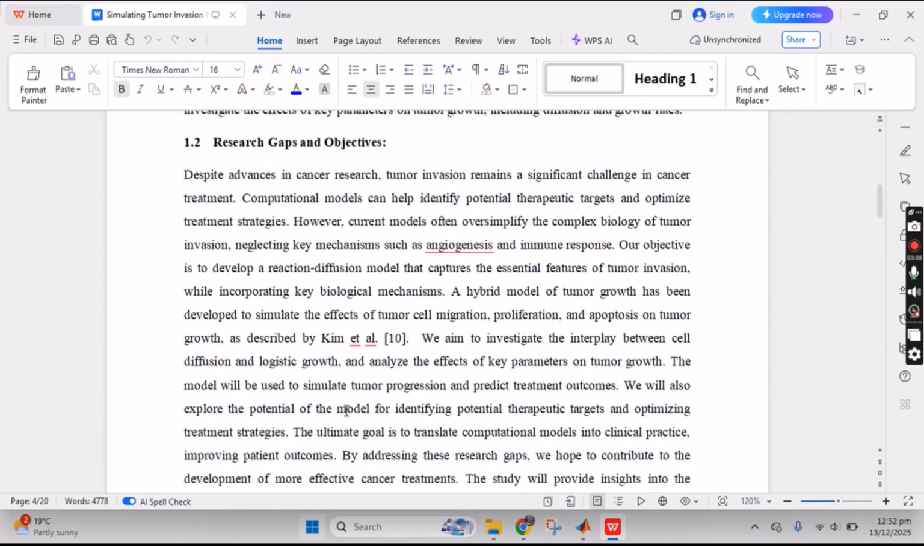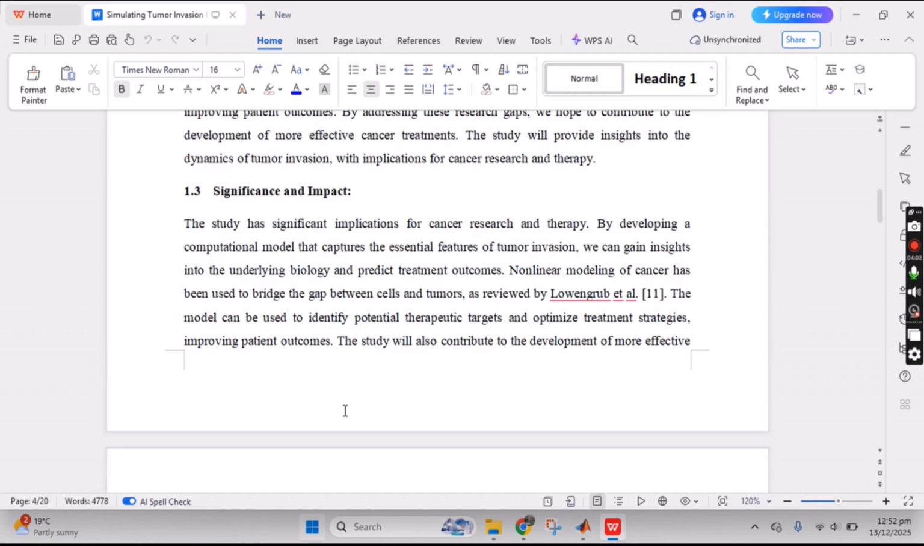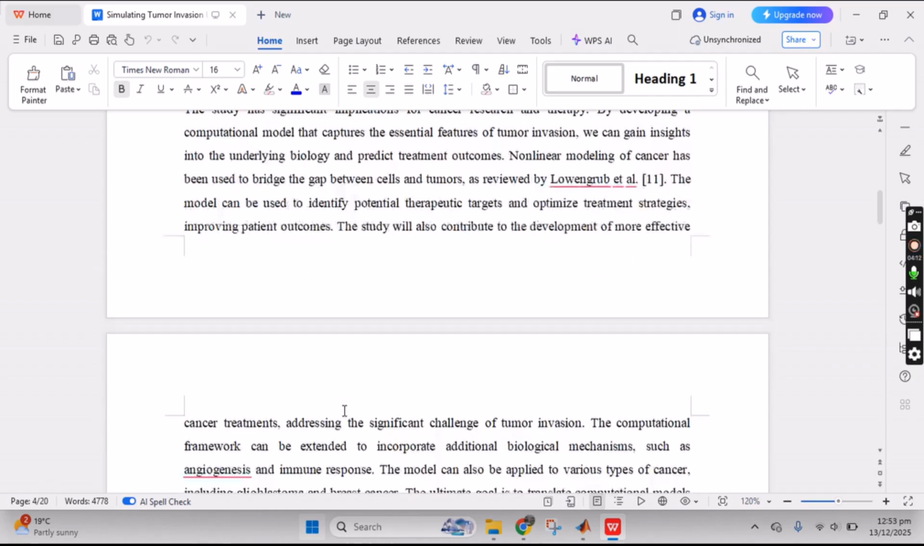So the research gap is that Kim was one of the scientists who proposed a hybrid model of tumor growth, developed to simulate the effects of tumor cell migration, proliferation, and apoptosis on tumor growth as well. The significance and impact is also added here, which is that nonlinear modeling of cancer has been used to bridge the gap between the cells and tumors as well.